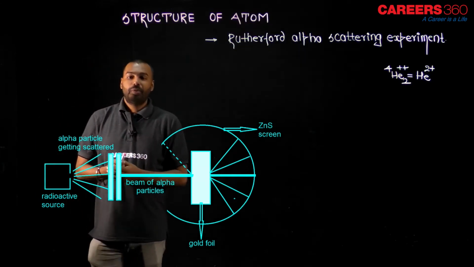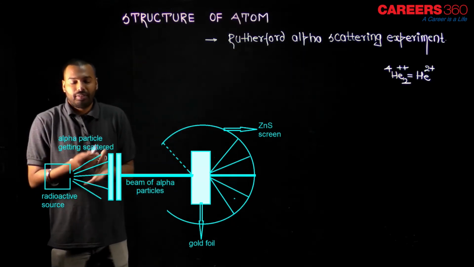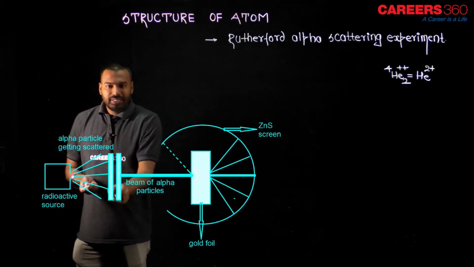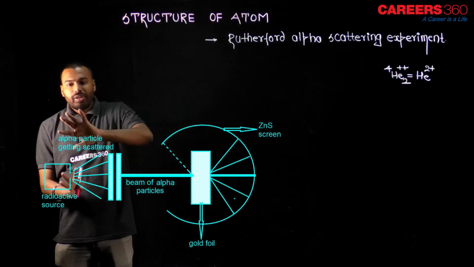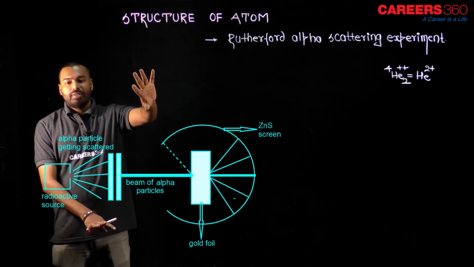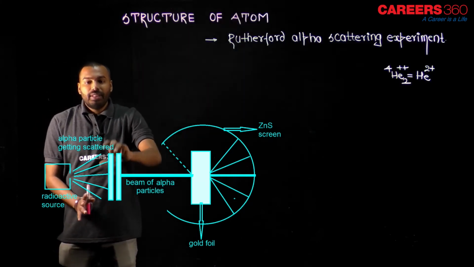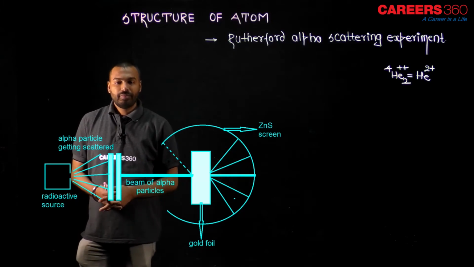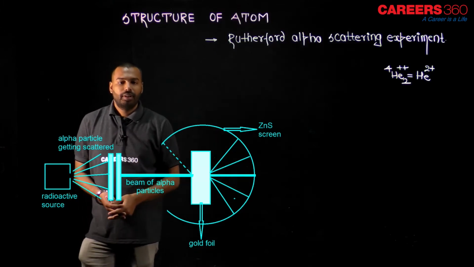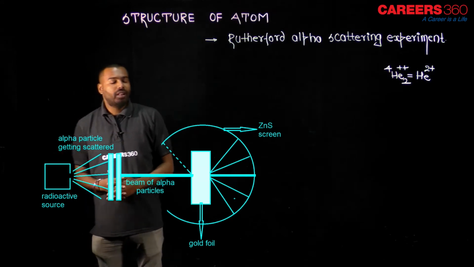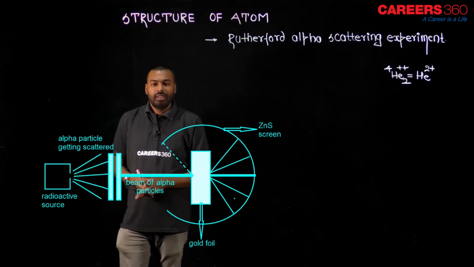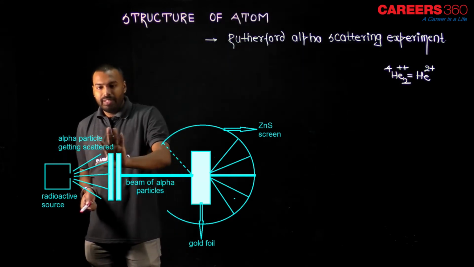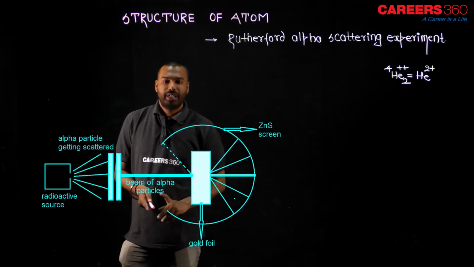Or you can say this is a polarizer or a concentrator. What is the work of this slit system? All the rays spreading in different directions, this slit system will concentrate the ray in one dimension, that is it. So, this is the setup of the alpha scattering experiment, and these are the alpha rays, the beam of alpha particles.